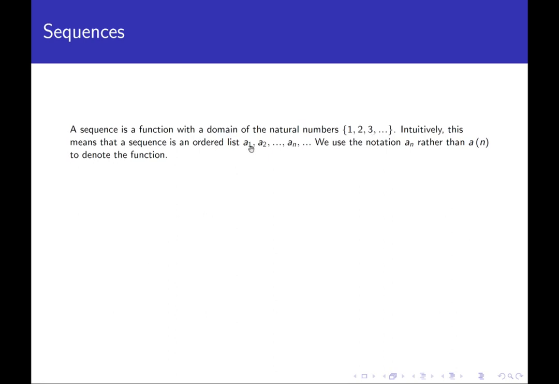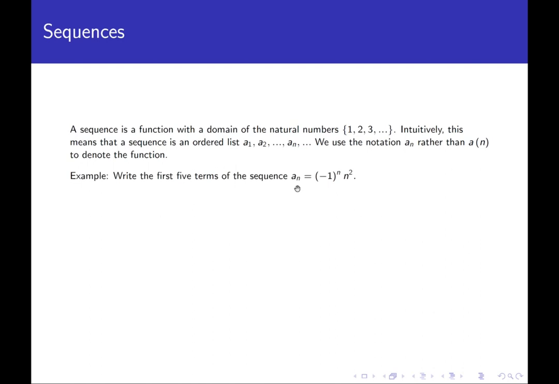So when you plug in 1, you get out the number a sub 1. When you plug in 2, you get out the number a sub 2, and so on down the line. So even though we said that this is a function, we don't use our standard function notation. We wouldn't write a of n. We typically write this a sub n, like we've written over here in the list, to denote the function instead.